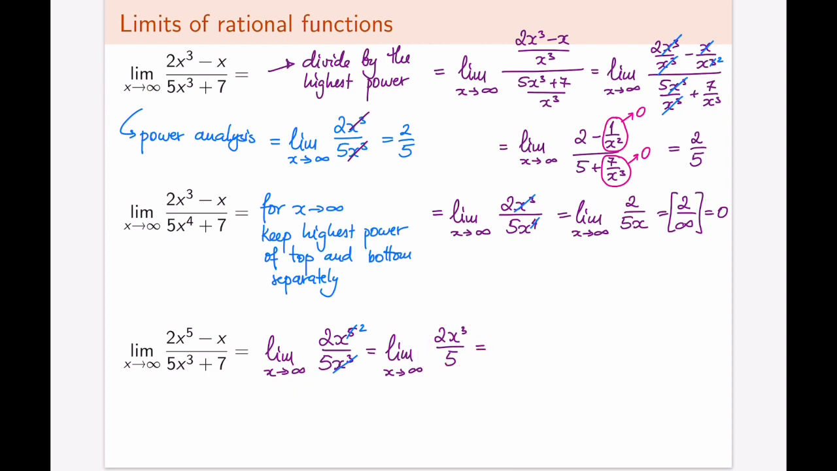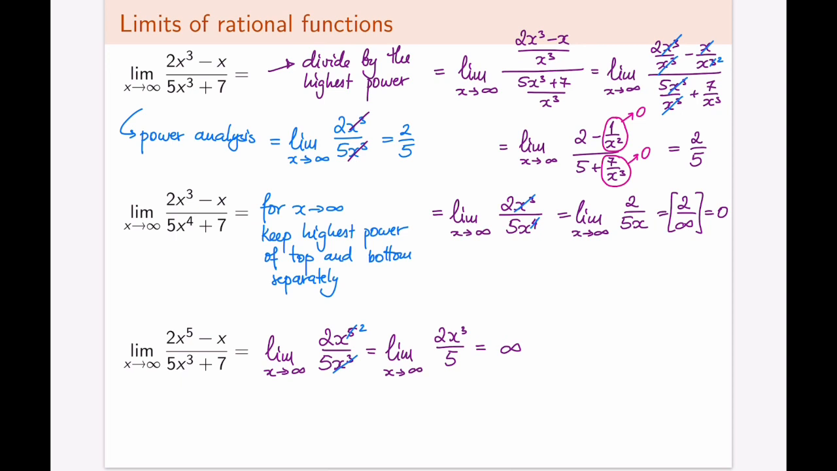So my next step, I'm going to plug it in again. Plugging in infinity for x, I'm going to get 2 times a very large number divided by 5. Dividing a huge number by 5 is not going to make a difference. So the answer overall here is still infinity.